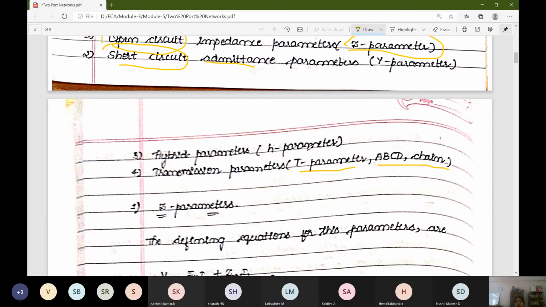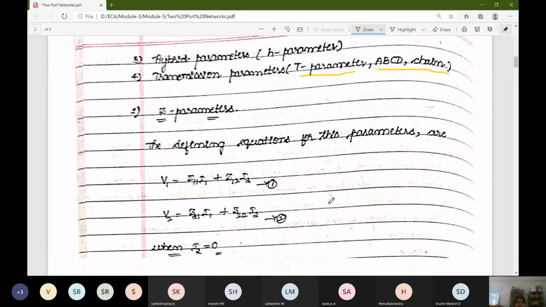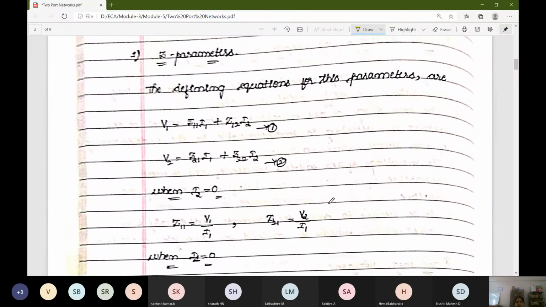So you should know these different names, because in questions they may not say transmission only. They may say find T parameters, or they may ask you to find ABCD. They may say Z parameters, or it may be called open circuit also. So first we'll move on to our Z parameters.